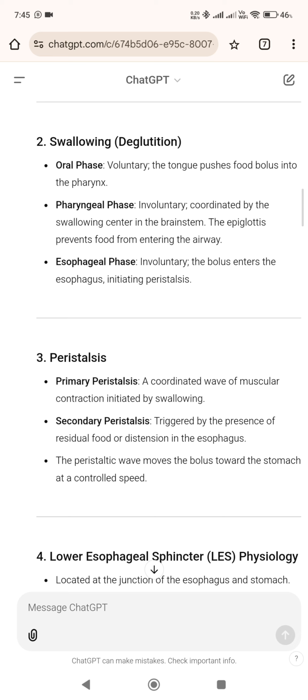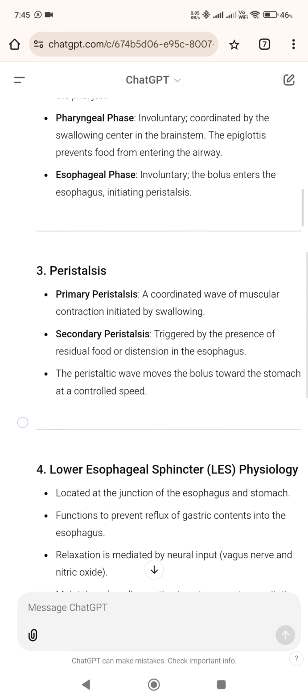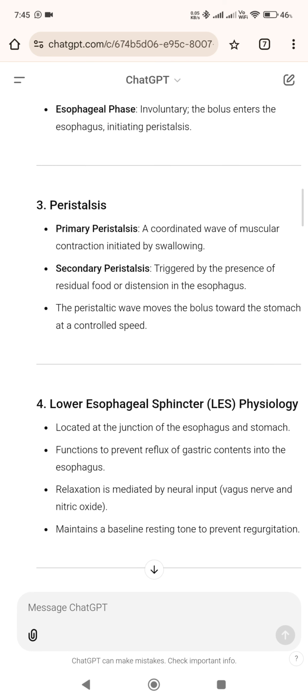3. Peristalsis. Primary peristalsis: a coordinated wave of muscular contraction initiated by swallowing. Secondary peristalsis: triggered by the presence of residual food or distension in the esophagus. The peristaltic wave moves the bolus toward the stomach at a controlled speed.